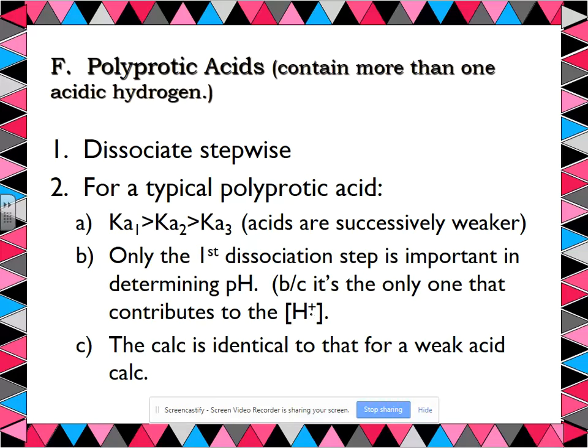It's just like with our mixture of weak acids. Remember, we use our strongest acid present to determine the pH. So that's the one with the greatest Ka. So with the polyprotic acids, the first dissociation step, the first Ka value, is the greatest. The calculation is identical to that of weak acid calculations.